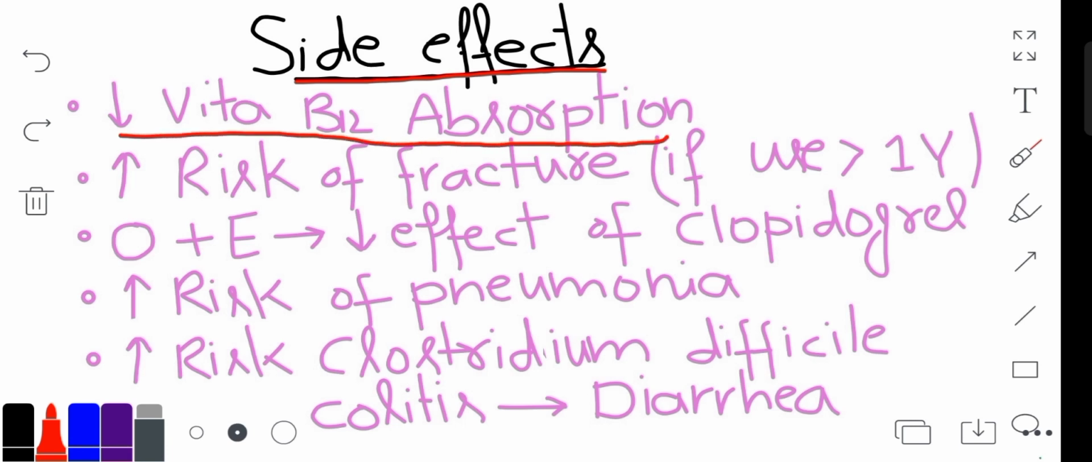Studies show that if we use a proton pump inhibitor for more than 1 year, it increases the risk of fracture because it decreases the absorption of calcium and magnesium from the gastrointestinal tract.